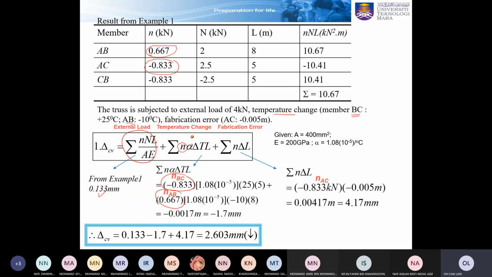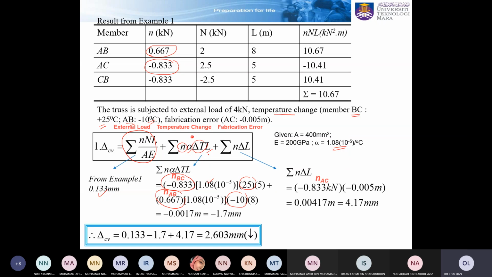Okay, now we have to continue with this coefficient of thermal expansion. It's given to you, so you can put it in the equation and the delta T now. They said that this is an increase of 25, so we have a positive 25. This is a decrease. AB is decreased by 10, so this is negative 10.